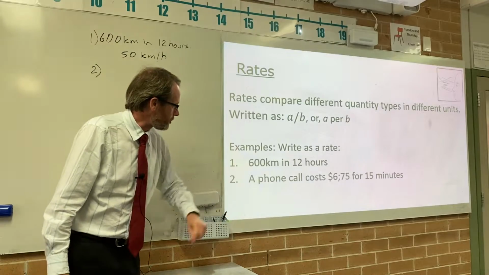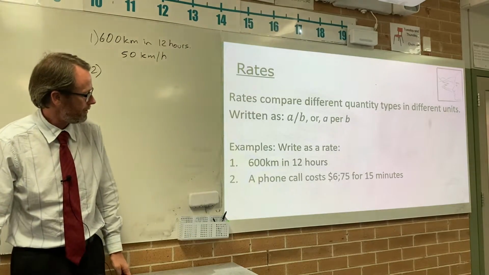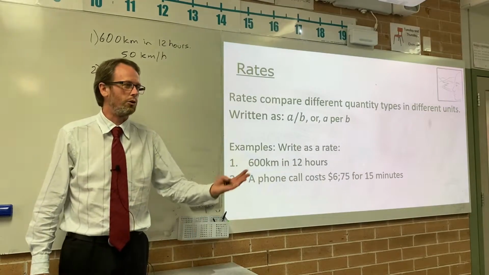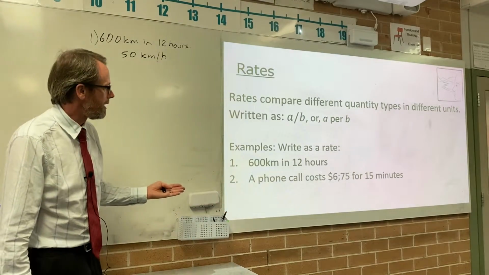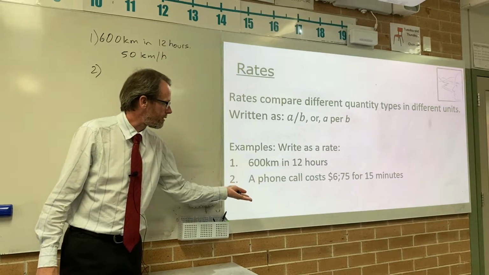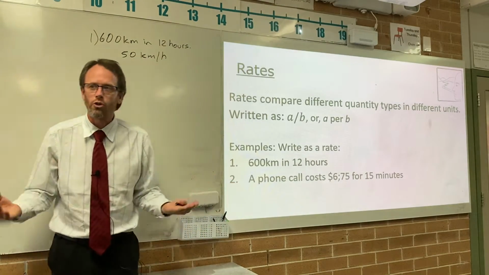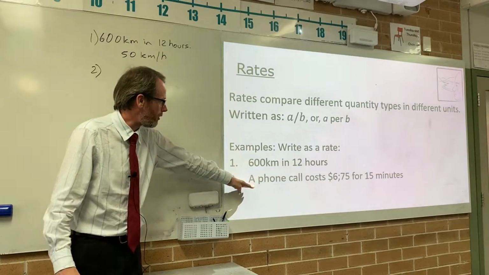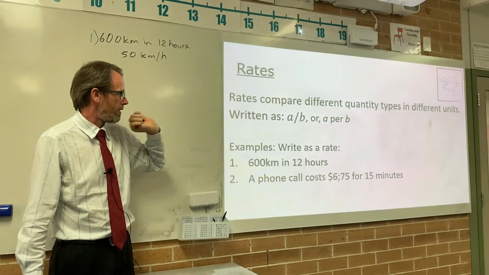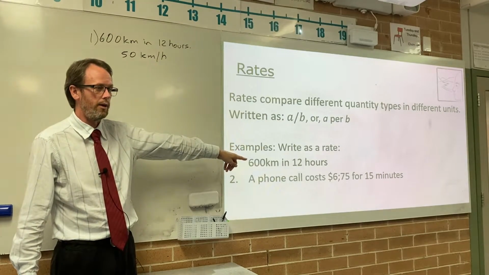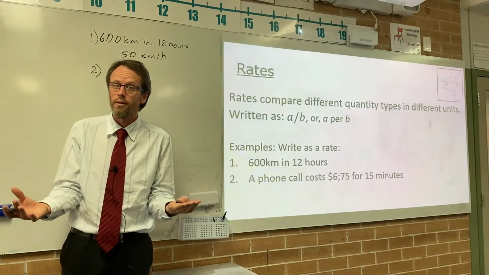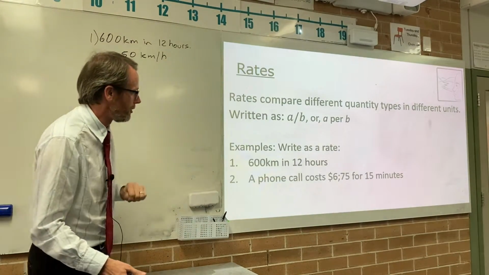Now the next one, a phone call costs $6.75 for 15 minutes. That's expensive, isn't it? It's like they're calling overseas somewhere, all right? So we want to work out the rate, and we've got choice here. We could work it out per hour. What would be the rate per hour? How would you work that out? Yeah, how many times does 15 go into an hour? 15 minutes is also a quarter of an hour, isn't it? So 4. You multiply by 4.